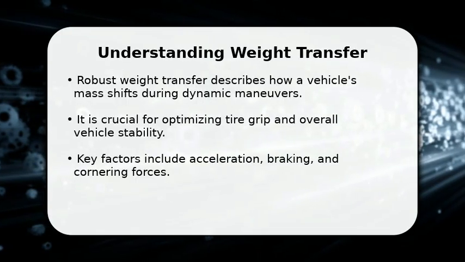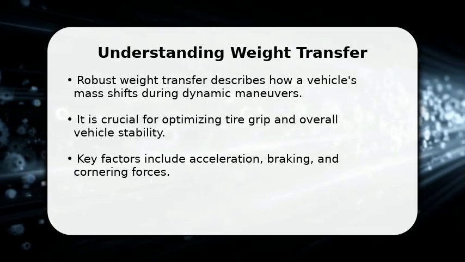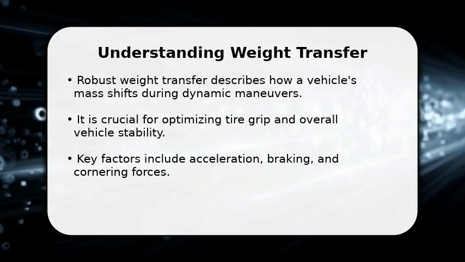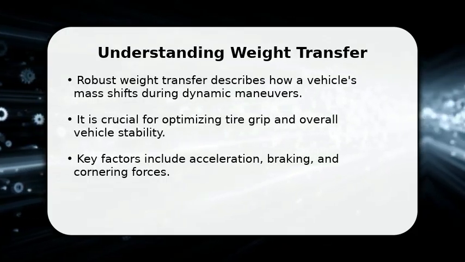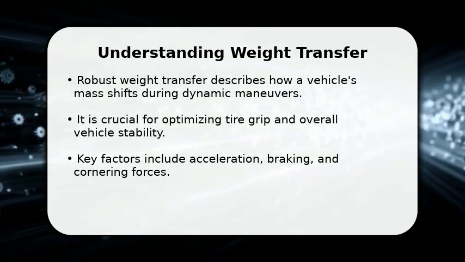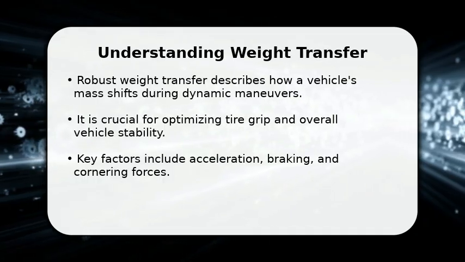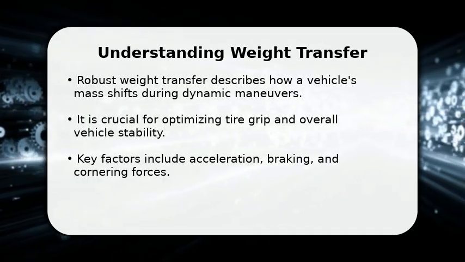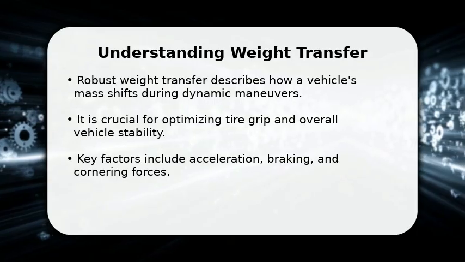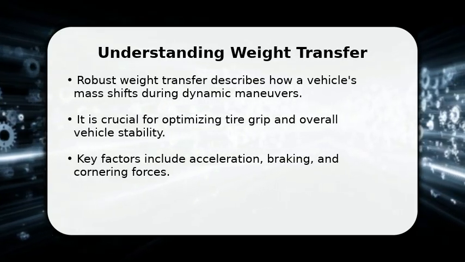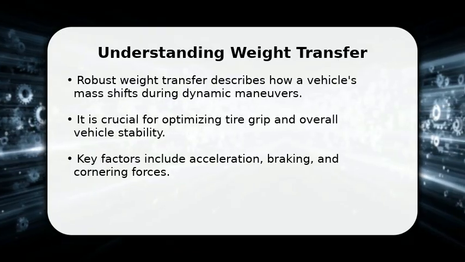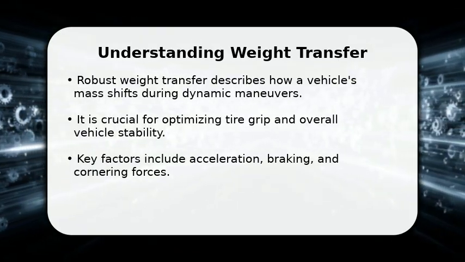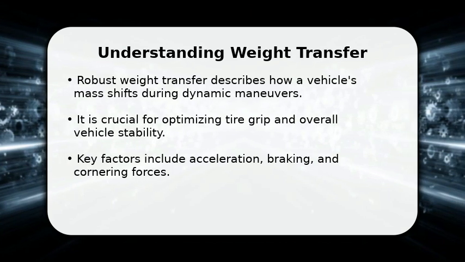In this video, I will explain how to use robust weight transfer. Robust weight transfer refers to the dynamic redistribution of a vehicle's mass under various forces. This phenomenon is absolutely critical for maintaining optimal tire contact with the road surface, directly impacting grip and stability. Understanding how weight shifts during acceleration, braking, and cornering is the foundational step to mastering vehicle control and performance.